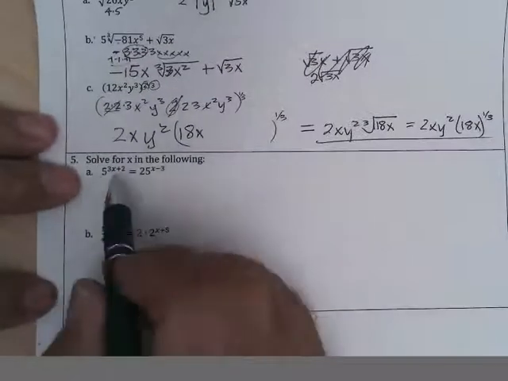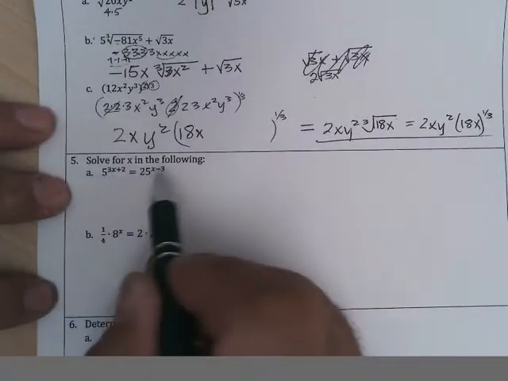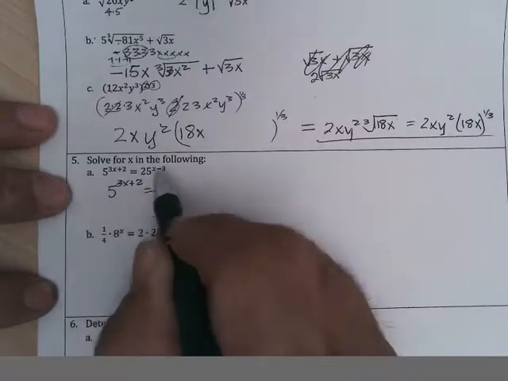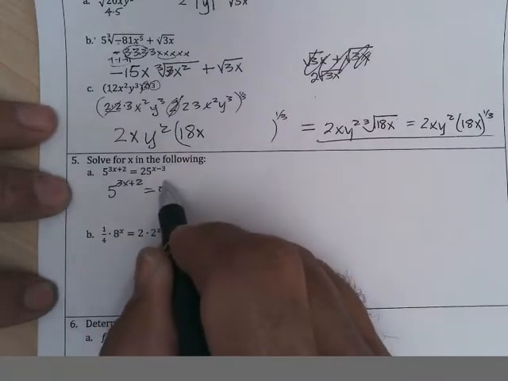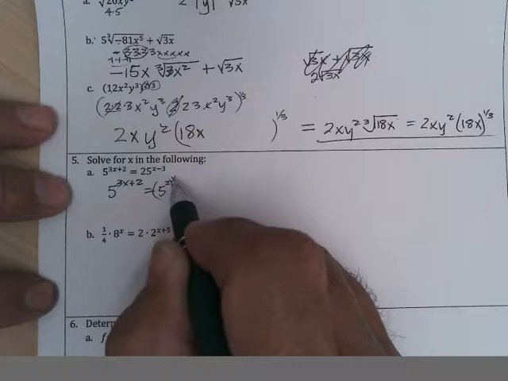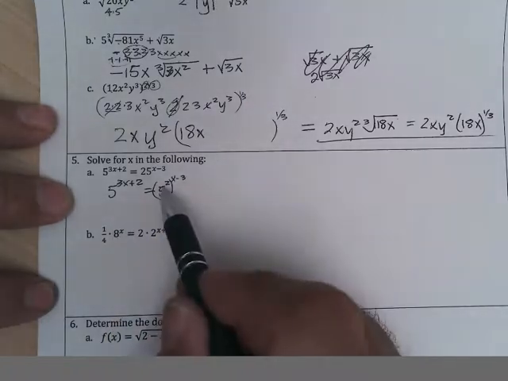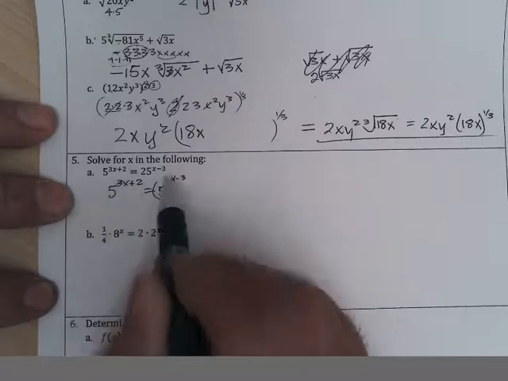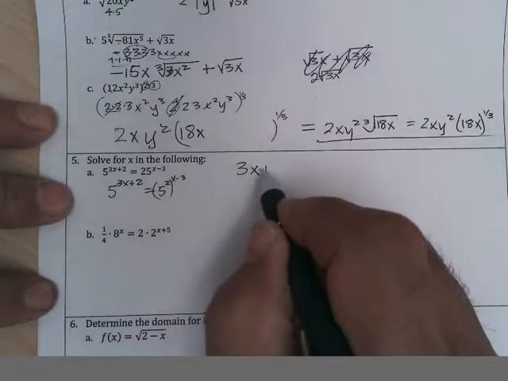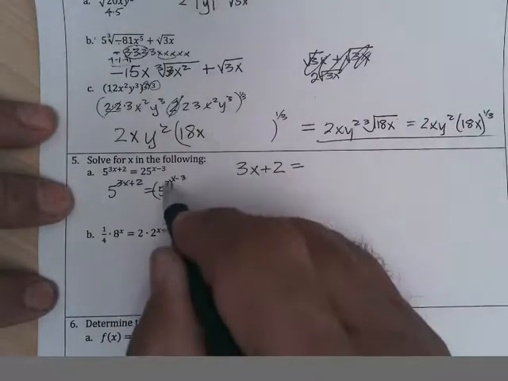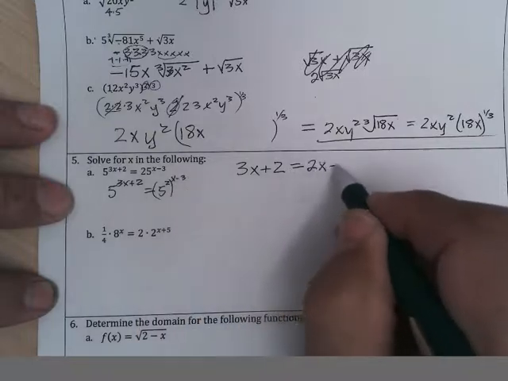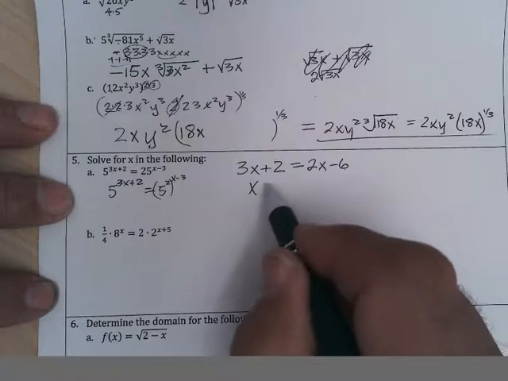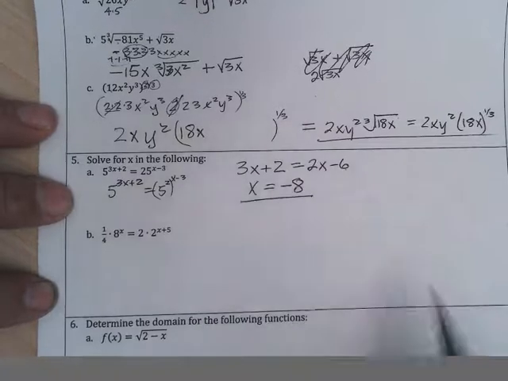Solve for x. Looks like the common base might be 5. So I'm going to have 5 to the 3x plus 2 equals 5 squared to the x minus 3. And so when I got a power to a power, I multiply them. And the same base, so I can set the powers equal. So it's going to be 3x plus 2 equals 2x minus 6. So I subtract 2x, and I get x. Subtract 2 from both sides. And there's my answer.